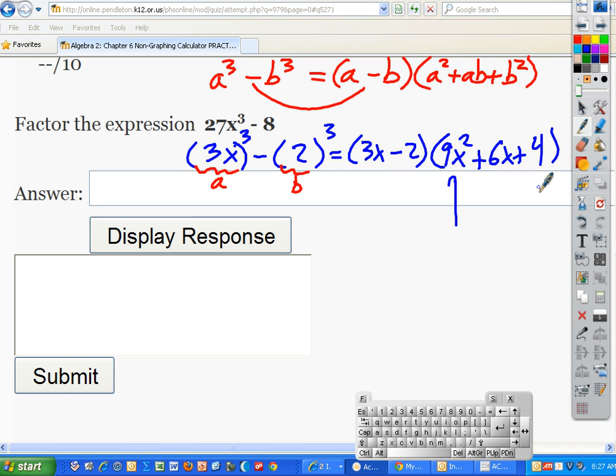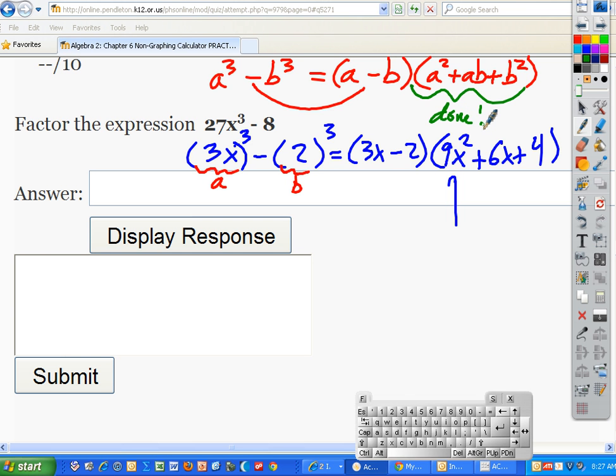Okay. Let's just check it. Is there anything I can factor out of each of those? No. There's no greatest common factor from either one of those that I could pull out front, is there? Okay. Can I go further with this quadratic one? Never. Remember, when you do this pattern, that quadratic that you're left with, assuming that there's no greatest common factor, cannot be factored ever. It's always done.